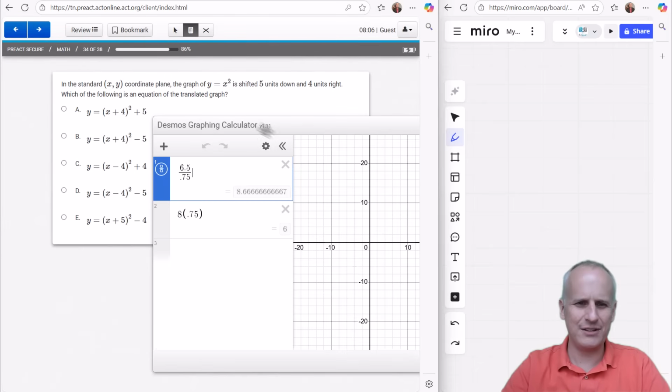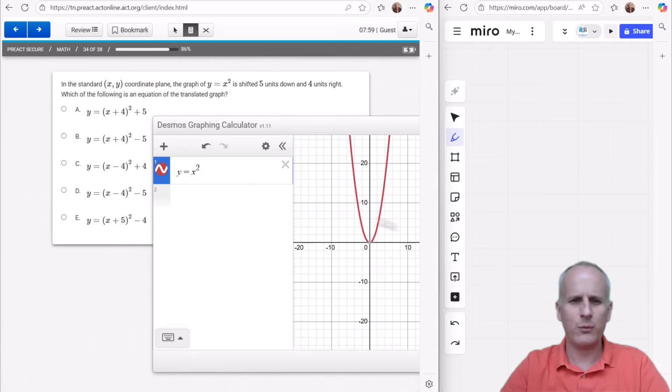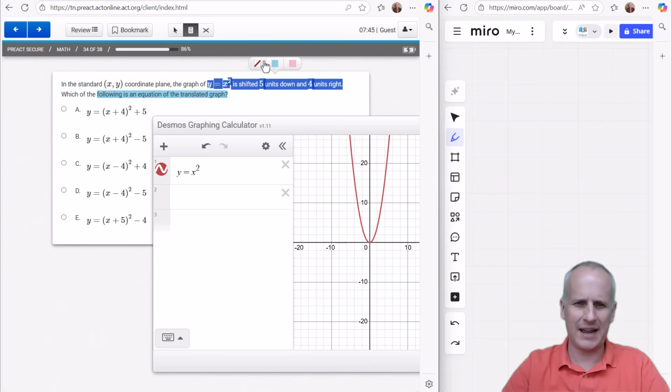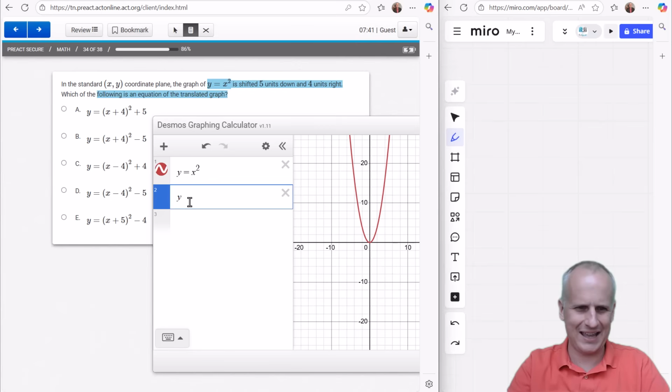Here we once again can use our Desmos graphing calculator to great ability. We're going to just put in y equals x squared. We've got our original parabola, and we can just see what happens with the answer choices because we're trying to find which is an equation of the translated graph when y equals x squared is shifted down 5 units and 4 units to the right. So let's just try choice A, where we've got y equals x plus 4, squared. Oops, we went left, not right.